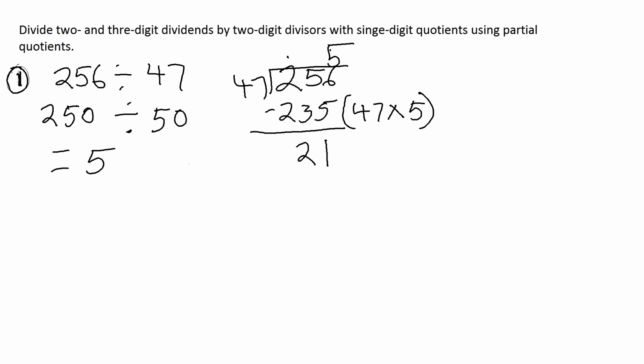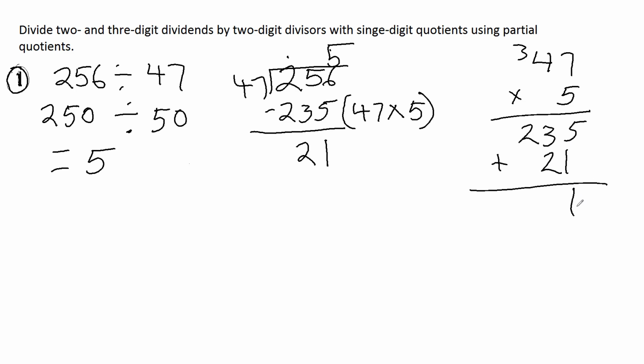The only thing left is to check by multiplying. I'm going to do 47 times 5, and as we said, that's 235. Then I'm going to add in my remainder of 21, and I get 256, and that matches my original dividend.